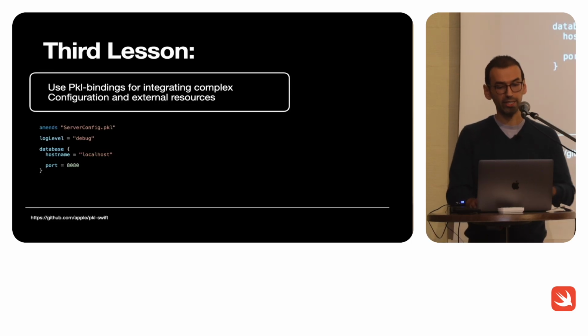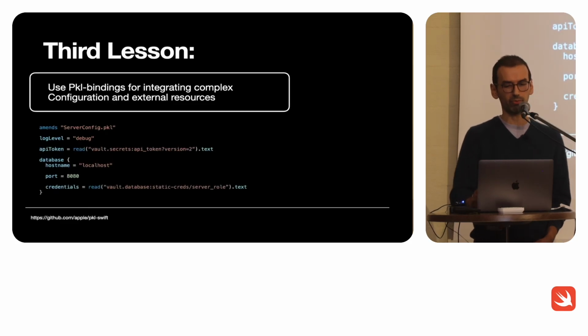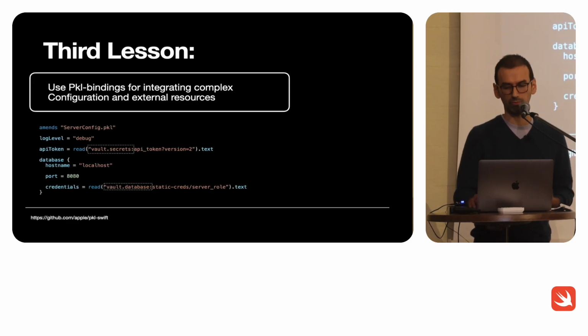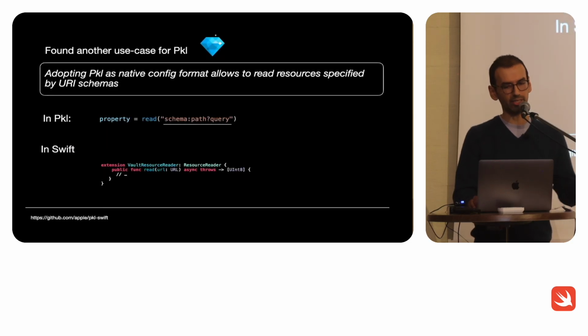Here you see an example of a very simple server configuration. I can also add references to external resources via URL schemes. I have two schemes defined here, Vault secrets and Vault database. And at runtime, they're going to be evaluated and passed to VaultCourier. What is happening under the hood is just taking this URL and transforming it into bytes.